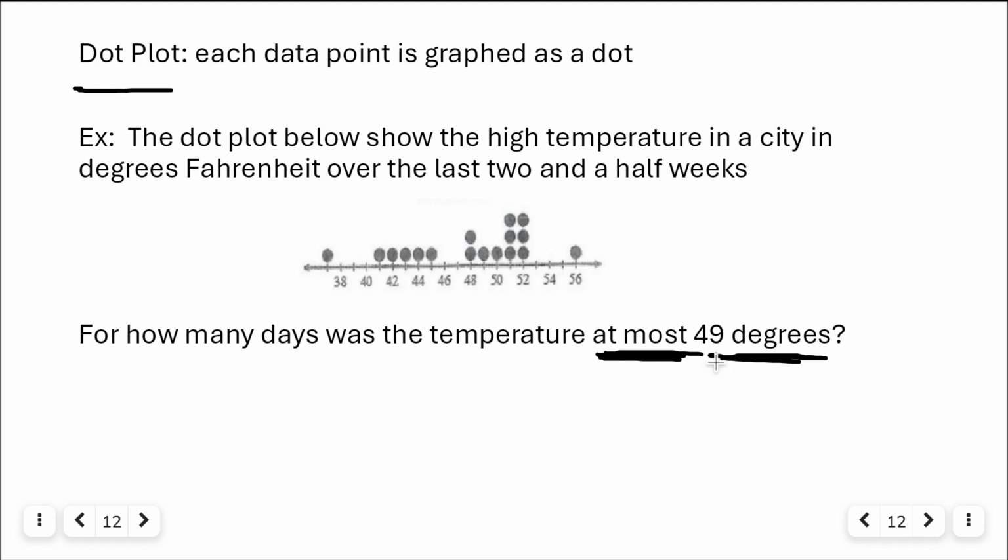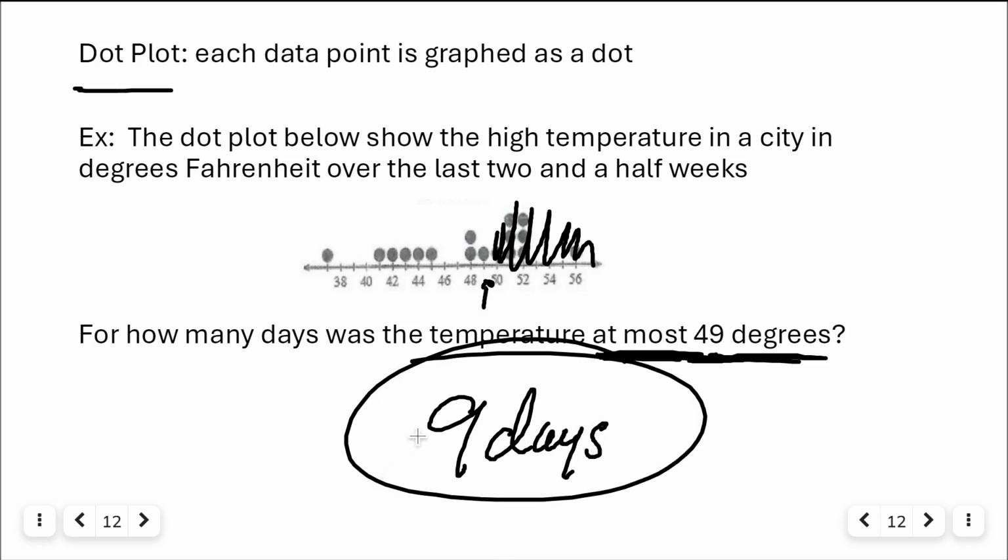If it's at most 49 degrees, that's the most the temperature is going to be, right? If I tell you to go to the store and bring me back at most 5 apples, you can bring me 5 apples or less. You can't bring me 7. I said at most 5. Don't bring me more than 5. So we're talking about 49 or less. Here's 49, so none of these are any good. How many dots are there at 49 or less? 1, 2, 3, 4, 5, 6, 7, 8, 9. 9 days. It was 49 or less.